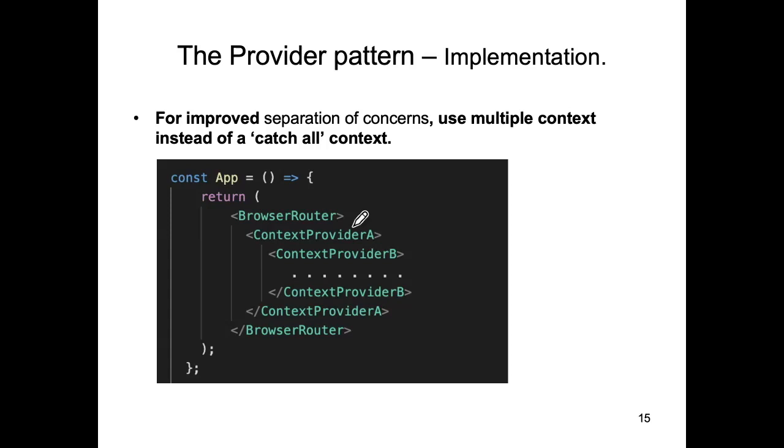A gotcha might be if one of these providers needs to access data from the other provider, then the order in which you put these is important. Other than that, the order is not important. So in my case, let's say if we looked inside the implementation of context provider B, we would see that it actually is a consumer of the context that has been defined by context provider A. That could arise in some cases.